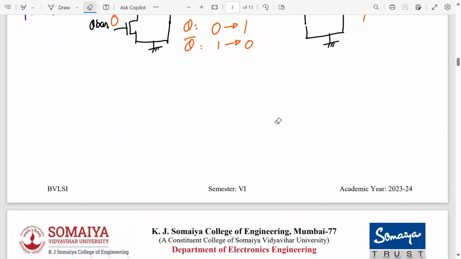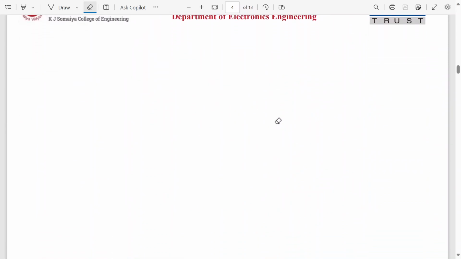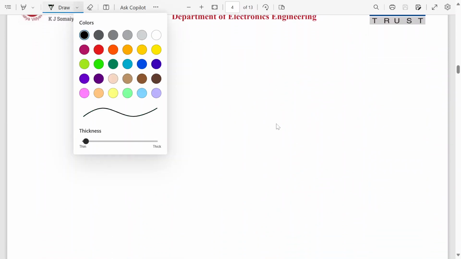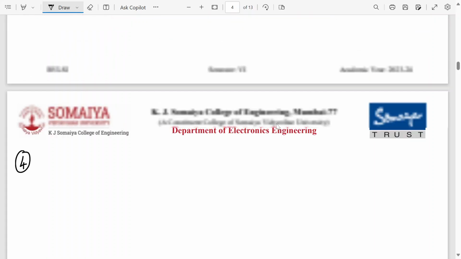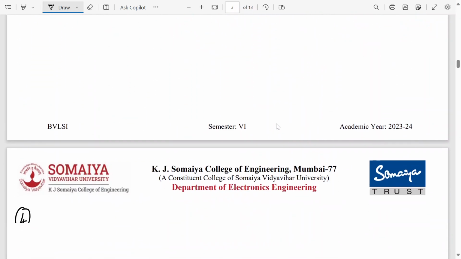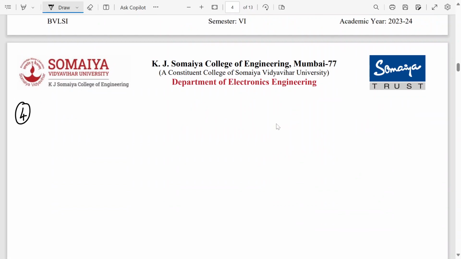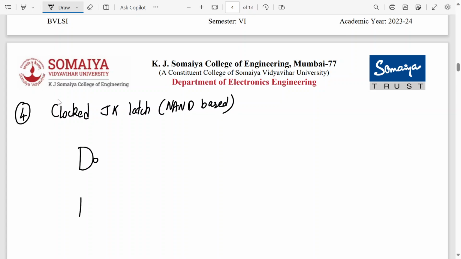Write down, I think this is the fourth one for today. So this was using AOI gates. All right, now we'll use a clocked JK latch using NAND gates. NAND based. So what do you mean by NAND based? Both the gates are NAND gates.